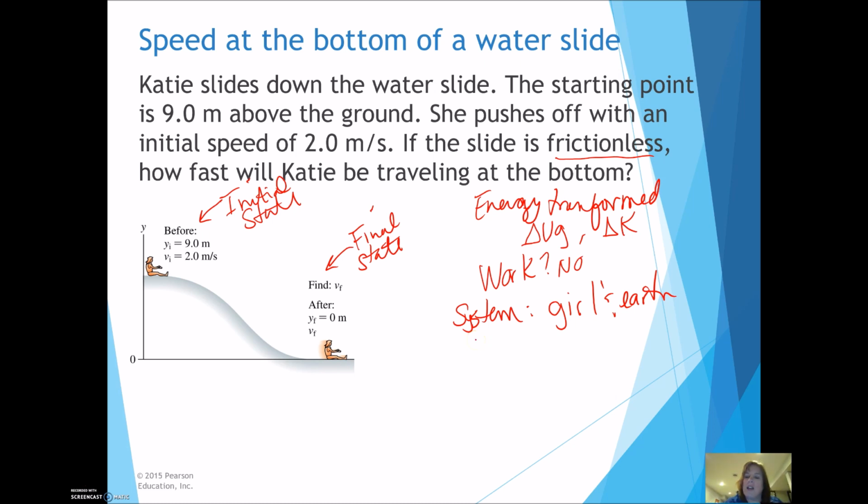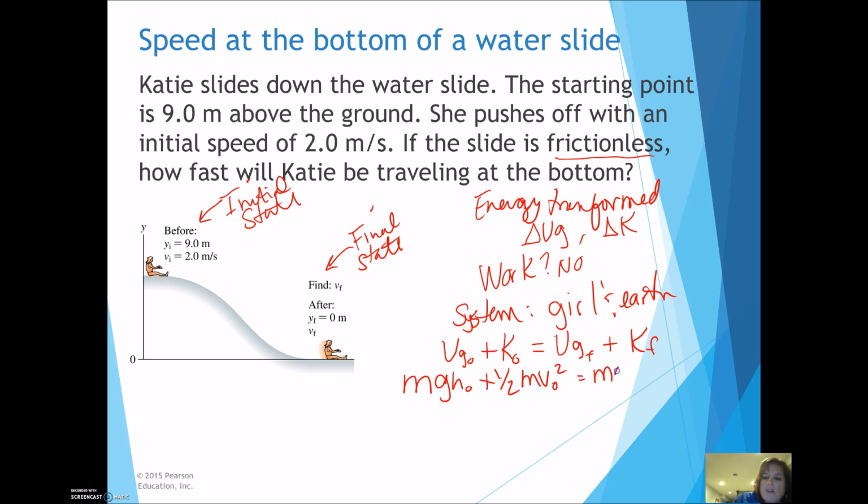So in our generalized work energy equation, that work part won't be there, but what it means is we have an initial gravitational potential energy plus our initial kinetic energy, and that has to be conserved, so that's equal to the final gravitational potential energy plus the final kinetic energy. So here we have mgh initial plus 1/2 mv initial squared, and that's equal to mgh final plus 1/2 mv final squared.